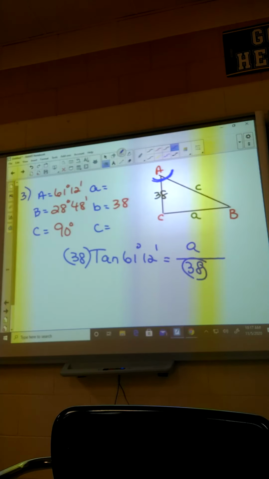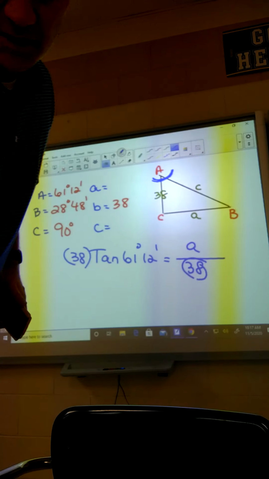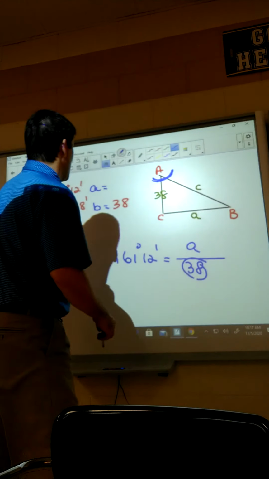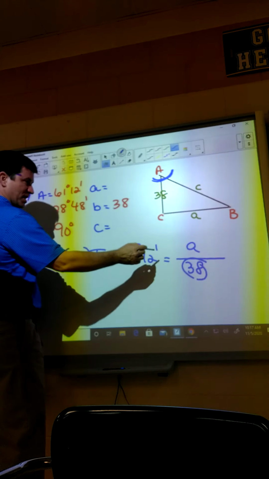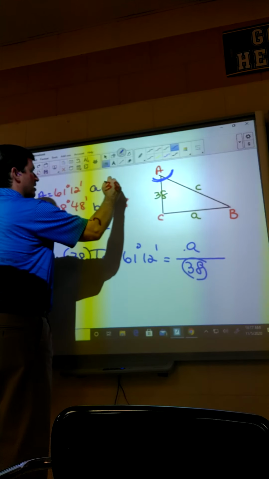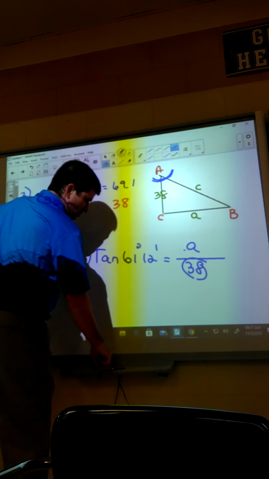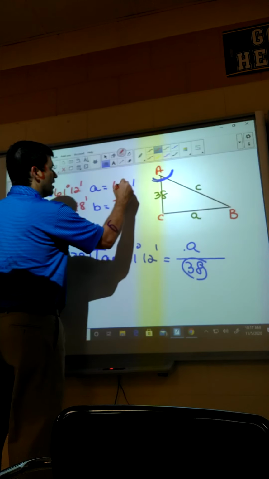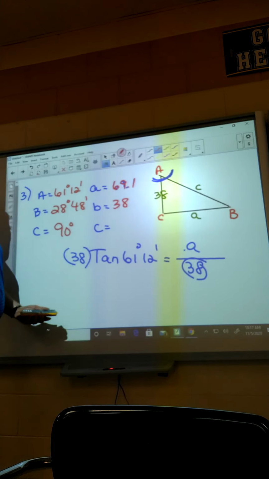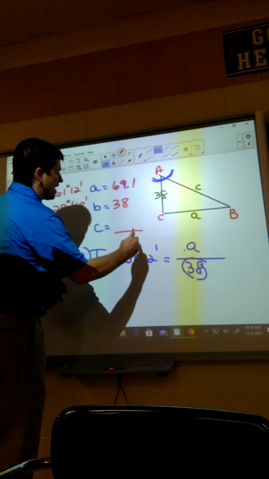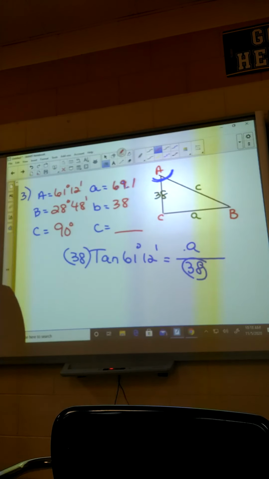All right, 69.1. 69.1 goes for, let's see, I had A in my problem, so it goes for A. 69.1. Now, everybody's pretty good at finding this last side. We can just do A squared plus B squared equals C squared.